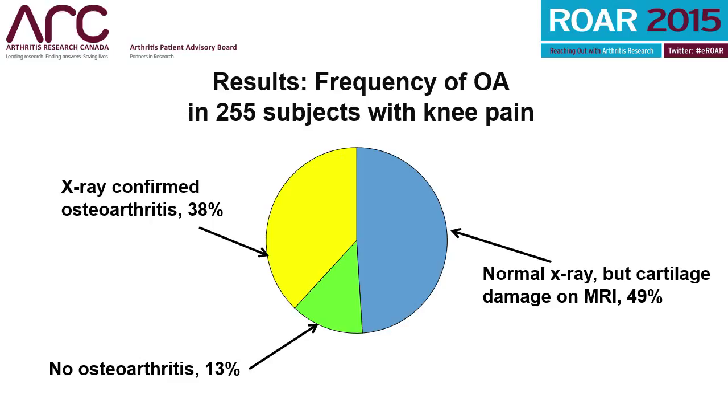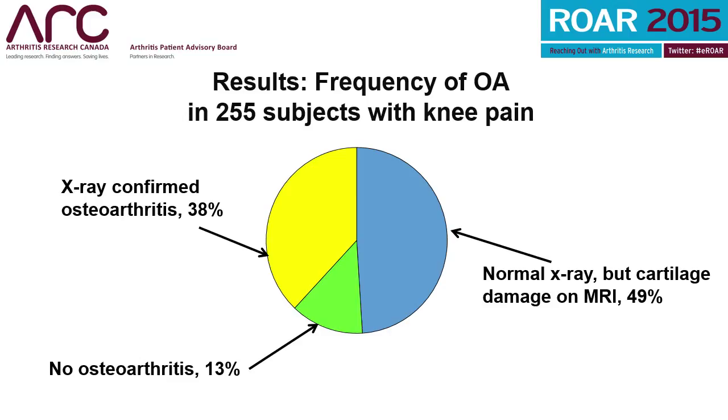But the biggest piece of the pie is what we called early stage disease. And that was 49% of people in the blue-shaped pie. They had normal X-ray, but abnormal cartilage on MRI. So they already had cartilage damage. This is early disease.